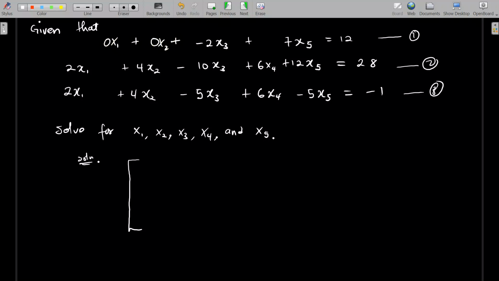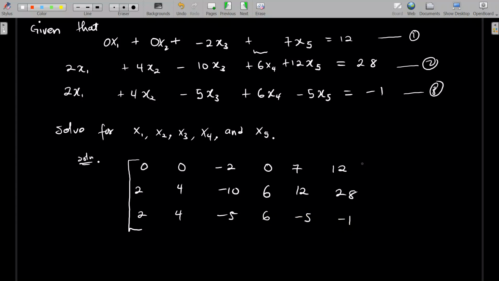You can rewrite all the missing pieces in each equation by introducing zeros, so that you understand that the coefficient of x1 in the first equation is 0, that of x2 is 0, and x3 is -2. I'm going to have x4 be 0, because there's supposed to be an x4 here, then 7 as my x5, and the last part is the 12. Now I'm going to write the same thing for the other equations. I have 10, 6, 12, and then 28. Then 2, 4, -5, 6, -5, and -1 here. So I have this as my augmented matrix out of this system.